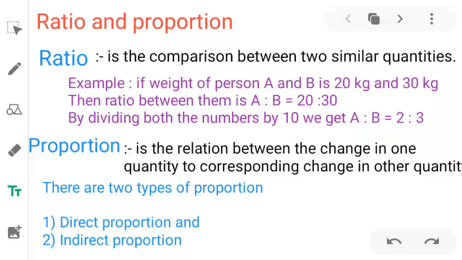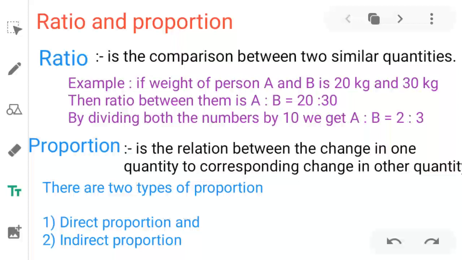Hello students, in this video we are going to start a new chapter, ratio and proportion. Ratio and proportion are the two expressions which give the relation between any two quantities. Let's take the ratio first.